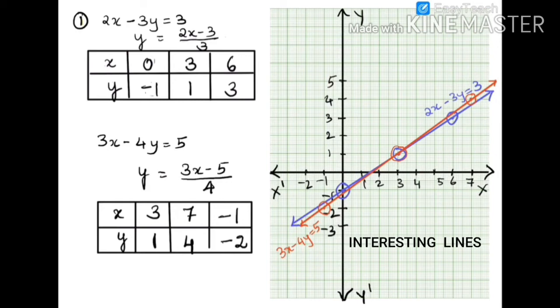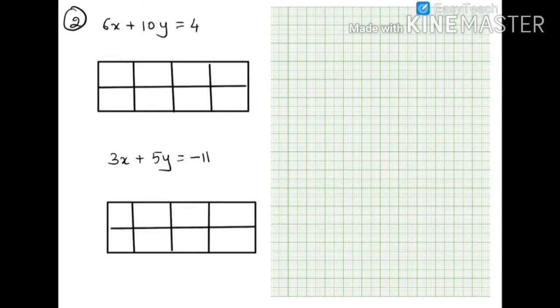We observe that the lines are intersecting at point (3, 1). Likewise, you have to find the points of solution for these two equations. But first, write each equation as y in terms of x. So y for the first equation will be equal to (4 minus 6x) divided by 10.